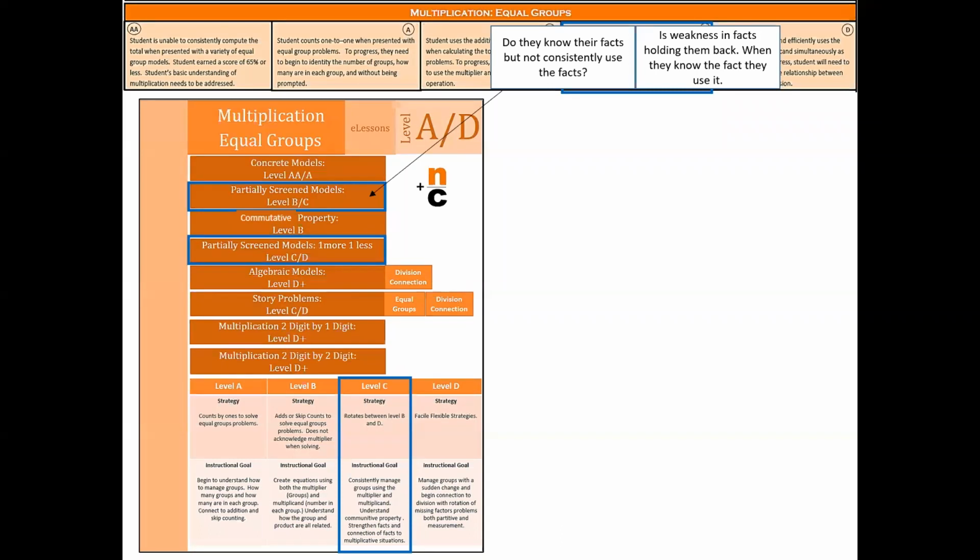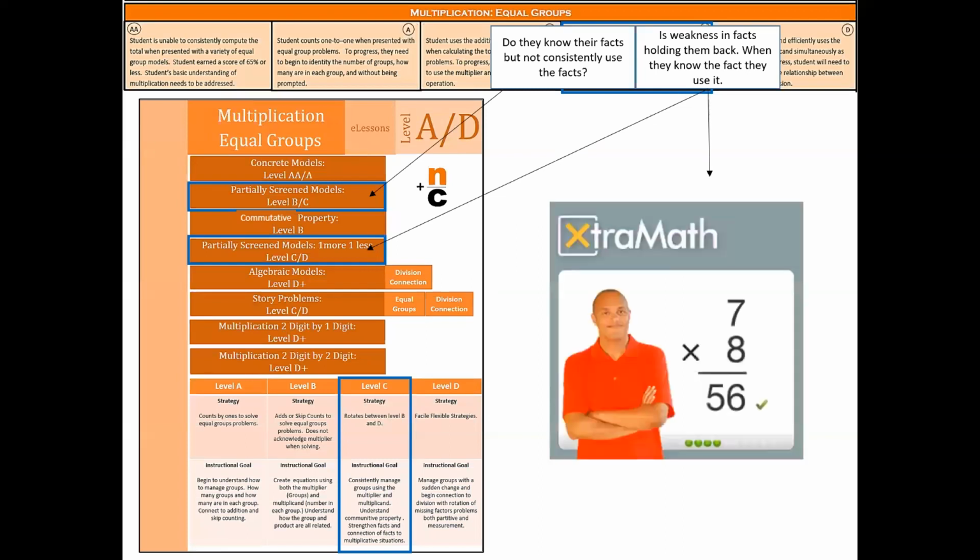If their weakness is facts and the facts are holding them back, but they have the thinking, you would do two things. One, you could start to instruct them at that level C, D with the partially screened models, which has to do with one more and one less. Because remember, a lot of students who are level C are very high thinkers. They just don't have command of their facts. And also at level C, this is when you could focus in on math facts.